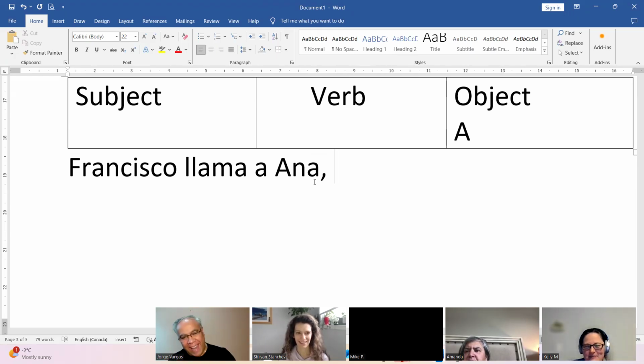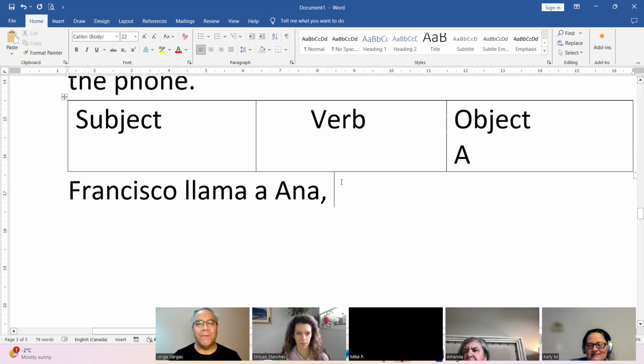Francisco llama a Ana. But in this case, rather than turning all these three into one, we must put that a, so it would be two. Francisco llama a Ana. Uno, dos, tres. Continue translating.